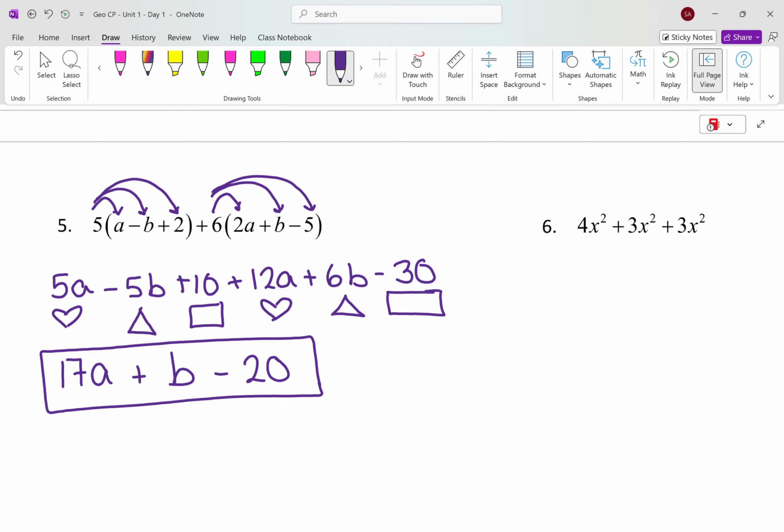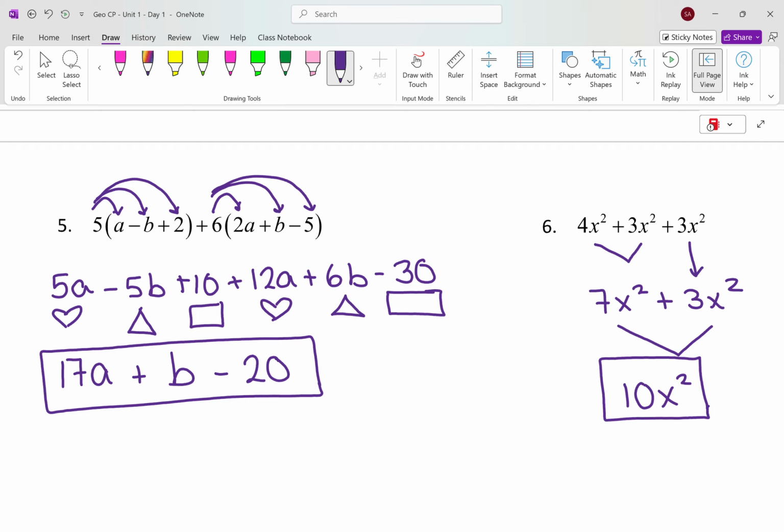All right, looking at number 6, do we all agree that they're all like terms? So just as a refresher, even though they have exponents, you're only adding the numbers in front. So when I have 4x squared plus a 3x squared, that's going to give me 7x squared. And then when you have 7x squared plus 3x squared, that's going to give us 10x squared. So when they're like terms, even when they have exponents, you only add the coefficients. You only add the numbers in front. You keep the variable and the exponent the same.